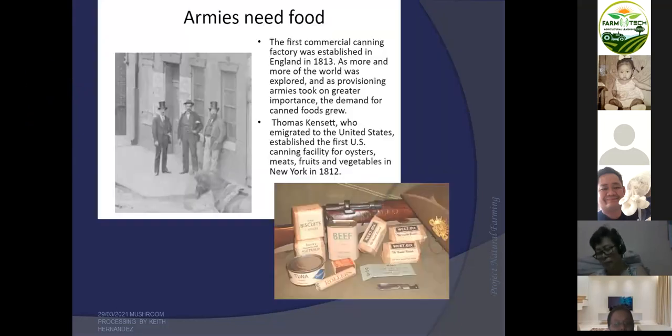So, the armies needed the food. There was a solution, and this came from France. But only in 1812 na nasimulan to na gawin sa US. 1813 sa England, 1812 sa US. And sa US, si Thomas Kensett po, a guy that immigrated to the US, established the first canning facility for oysters, oyster meat, fruit, and vegetables in New York in 1812. So, to give you a story netong oyster, ang ganda ng nangyari sa akin neto. Of course, there is the history that it was the first product that was created in the US.